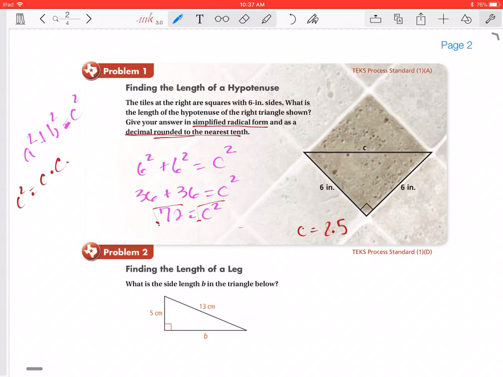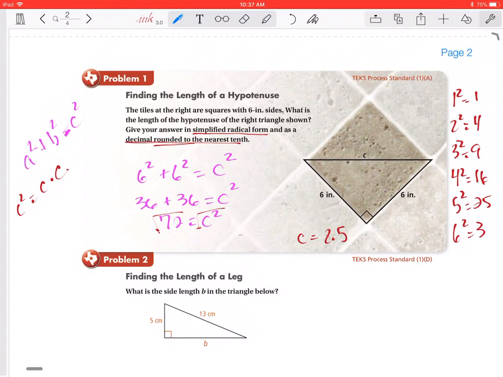So now I need to think of the perfect square factors that will go into 72. Let me talk about those real quick. So 1 times 1, we have 1 squared, which will give us 1. We have 2 squared, which will give us 4. We have 3 squared, which gives us 9. 4 squared gives us 16. 5 squared gives us 25. 6 squared gives us 36.